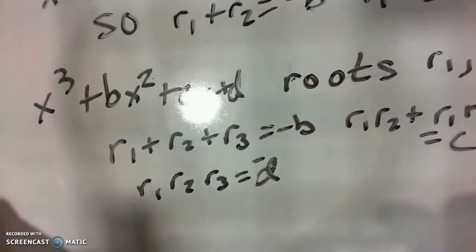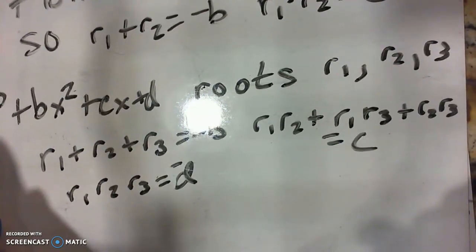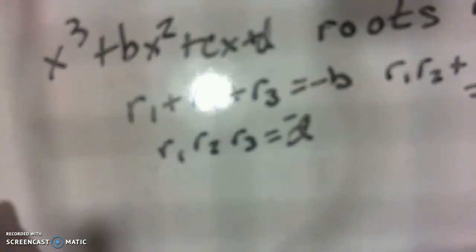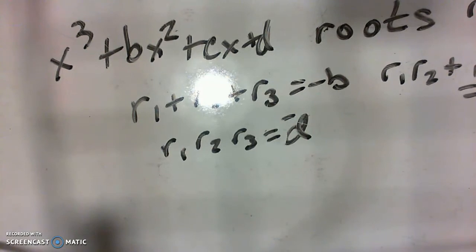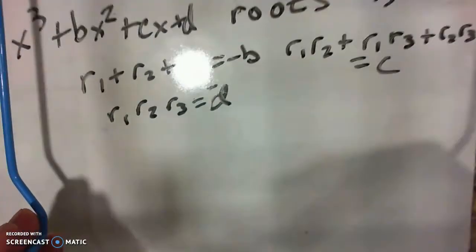If we add each combination of those three, r1 and r2, r1 and r3, r2 and r3, that's going to give us our c value. And if we multiply them all together, we get our negative d. So that's kind of interesting. And so then the last thing that I wanted to talk about was we have the quadratic formula, but let's see if I can get that.